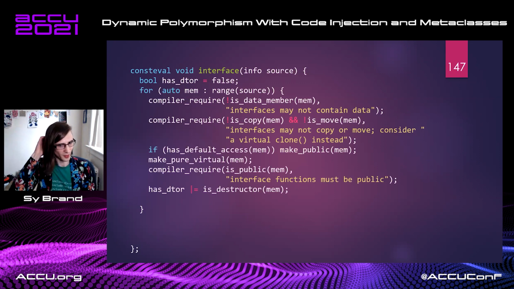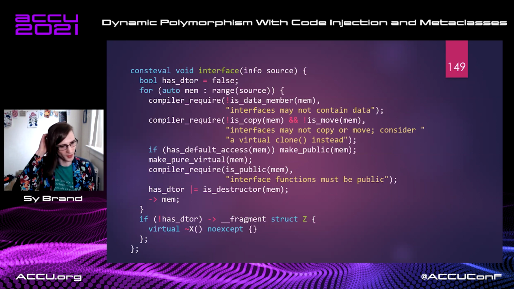And then you would want to do something like make sure that everything is public, make everything pure virtual, and keep track of whether a destructor has been defined or not. And then finally, you'd want to inject this new pure virtual version of the function into the scope of the class. And then finally, you would want to declare a virtual destructor. So this is the implementation of interface.